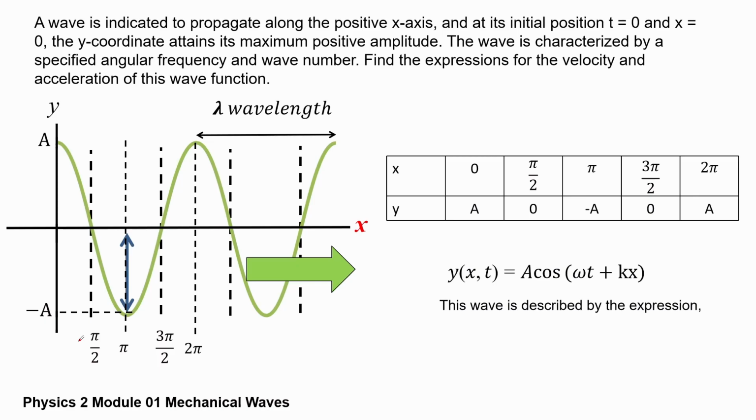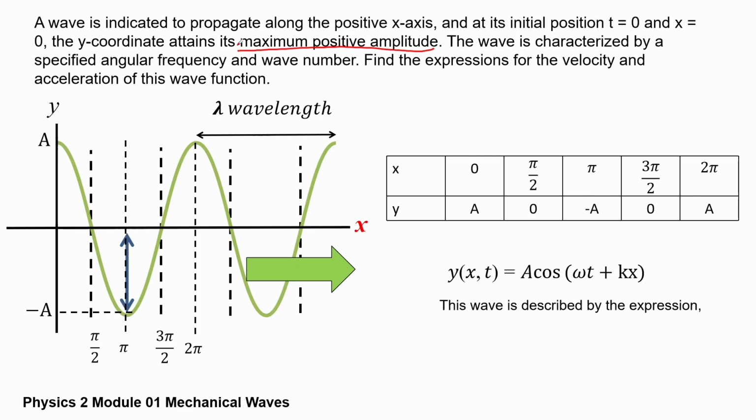Here we have a wave indicated to propagate along the positive x-axis, and at its initial position, t equal to 0 and x equal to 0, the y-coordinate attains its maximum positive amplitude. The wave is characterized by a specified angular frequency and wave number. Find the expression for the velocity and acceleration of this wave function.